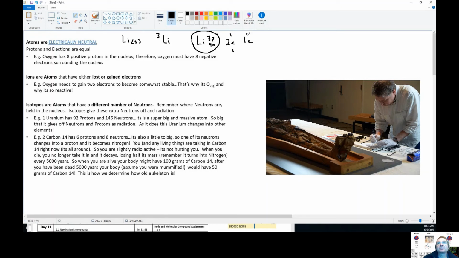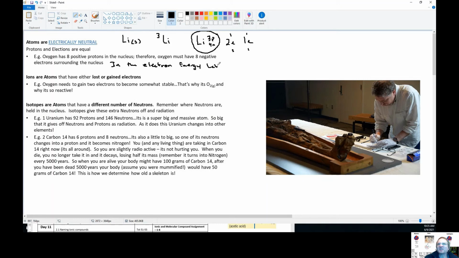Again, the electrons go in a certain pattern. And oxygen's got 8 positive protons in its nucleus, and it must have 8 negative electrons surrounding the nucleus in its electron energy levels.